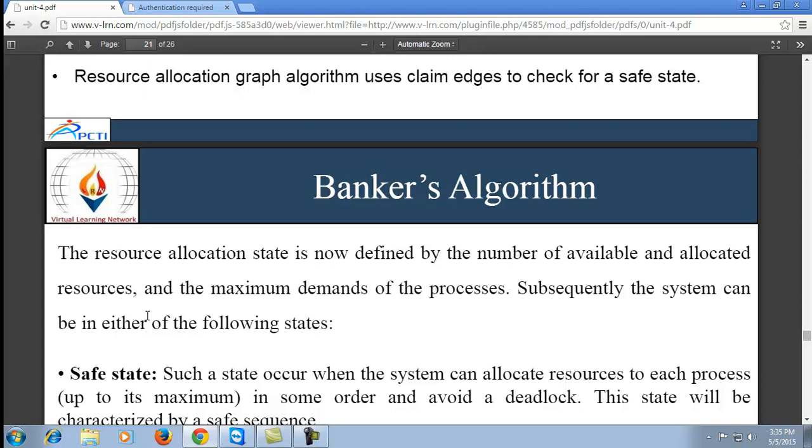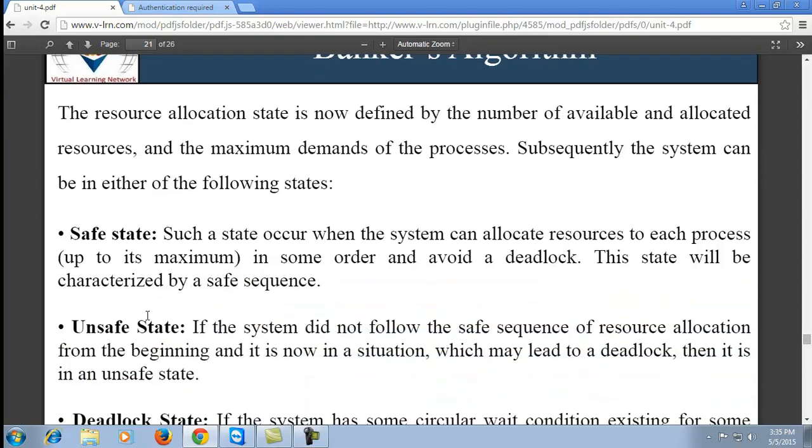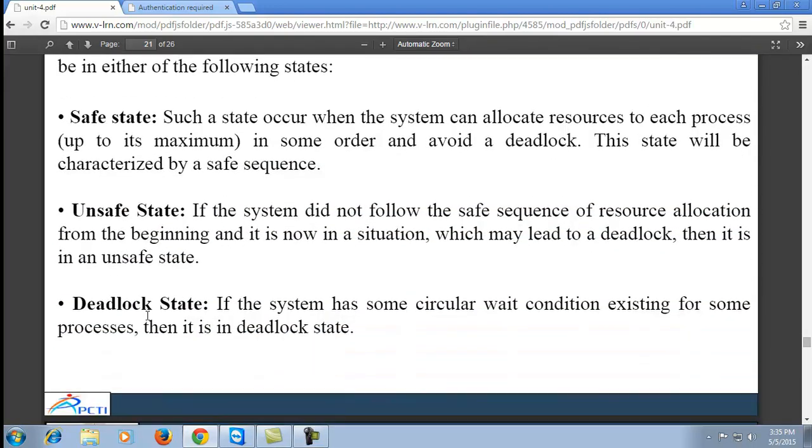The resource allocation state is now defined by the number of available and allocated resources and the maximum demand of the processes. Subsequently, the system can be in either of the following states. The first is the safe state.